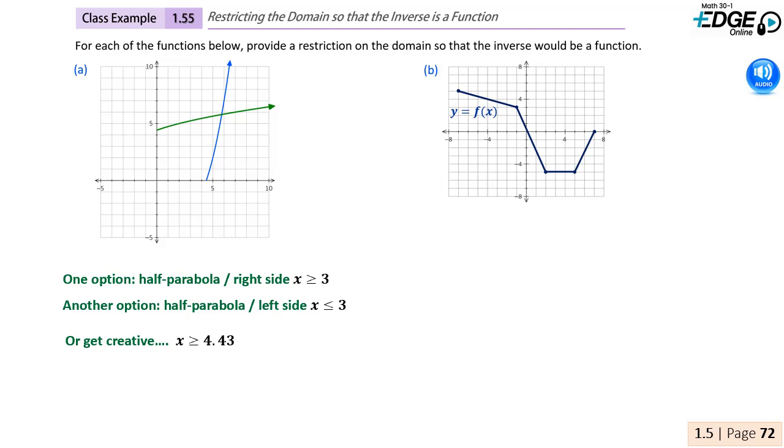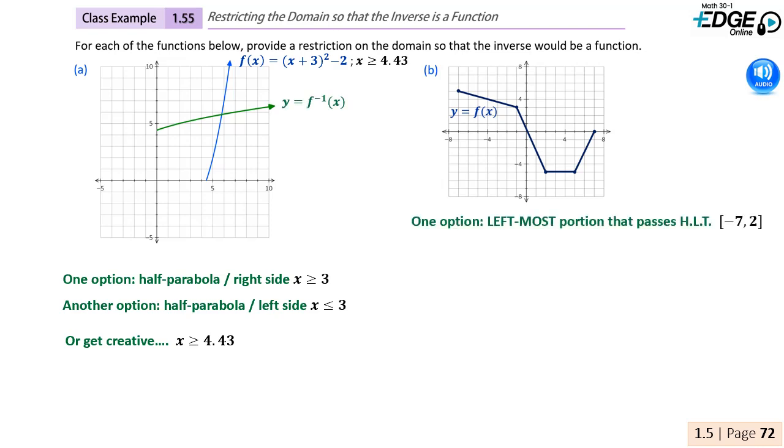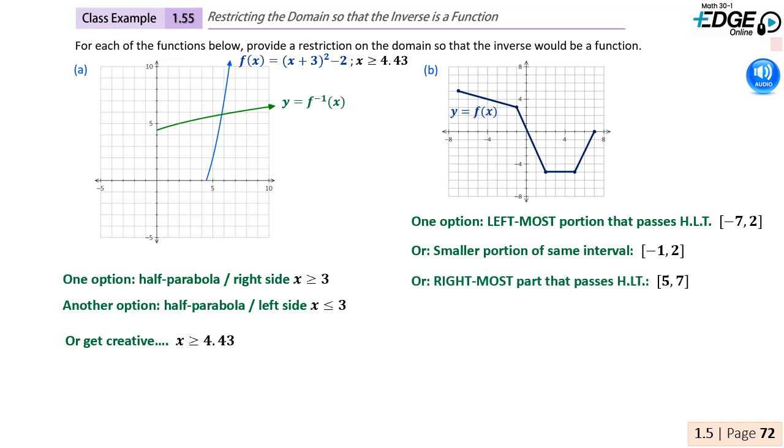Having said all of that, could you find a possible domain for part B so that its inverse would be a function? Here, I've listed 3 possible options that would limit the original graph in such a way that it would pass a horizontal line test.